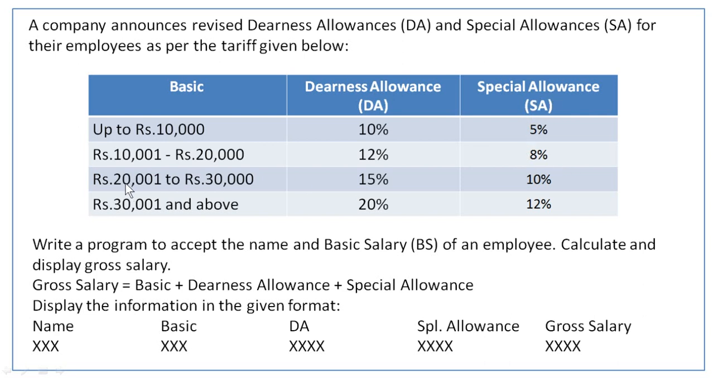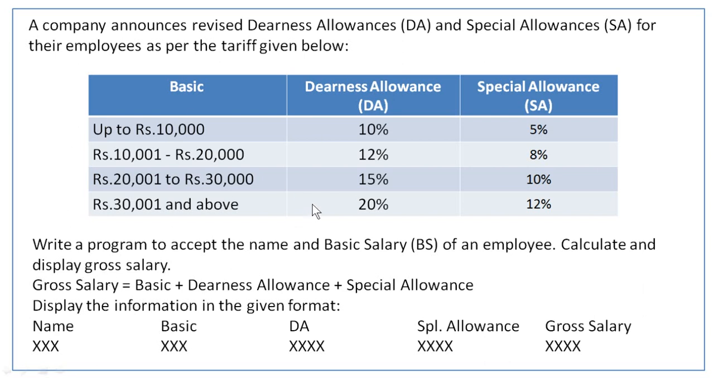If it is between 20,001 and 30,000, then the DNS allowance is 15% and SA is 10%. And if the basic salary is above 30,000, then you have to calculate DNS allowance as 20% and special allowance as 12%. Write a program to accept the name and basic salary of an employee. That means you should have two inputs. One will be the employee name, another one will be basic salary, and calculate and display gross salary.